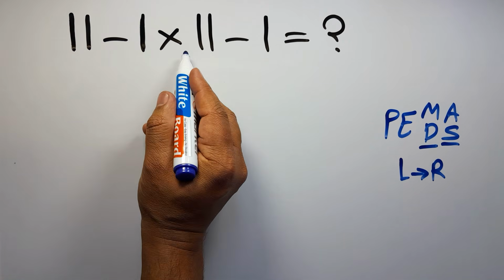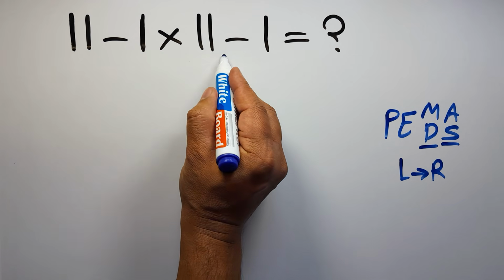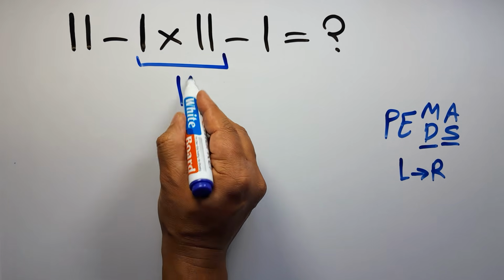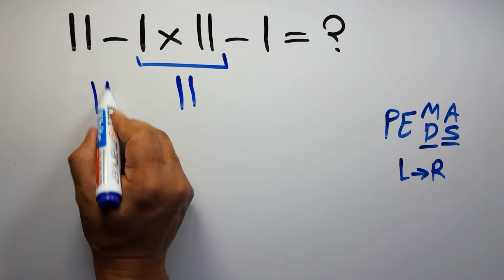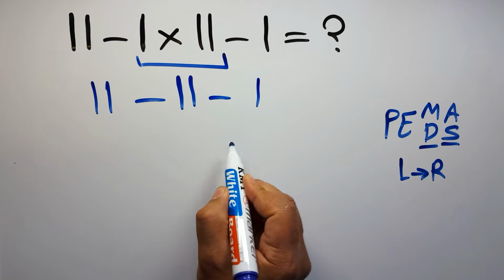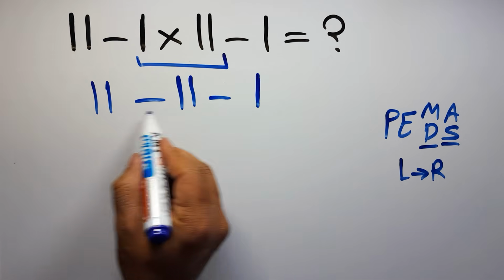So first we have to do this multiplication. 1 times 11 is just 11. So we have 11 minus 11. Now we have to do this subtraction.